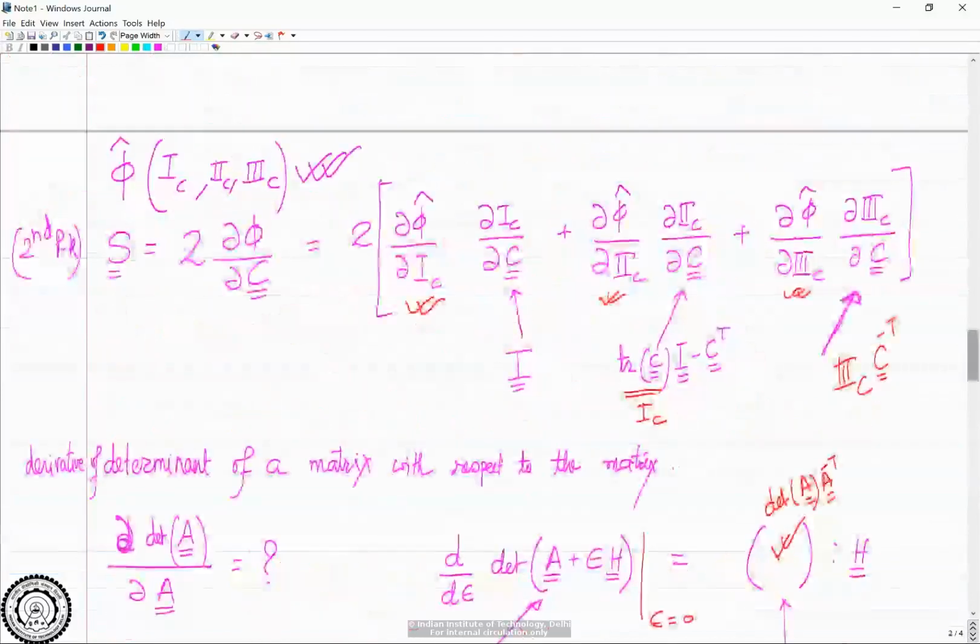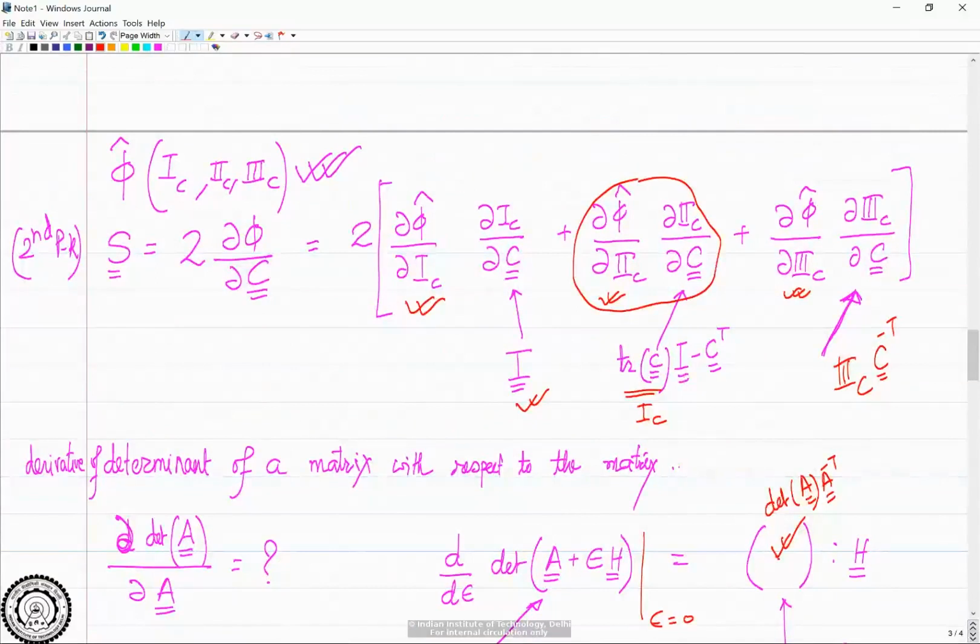You come back here. See, this is identity, and from here also you are getting IC into identity. So when you club the entire thing related to identity, it is 2 times del phi hat by del IC plus IC, and that's also 2 times of it, into identity. And this thing inside the bracket, this I have called as phi naught below.